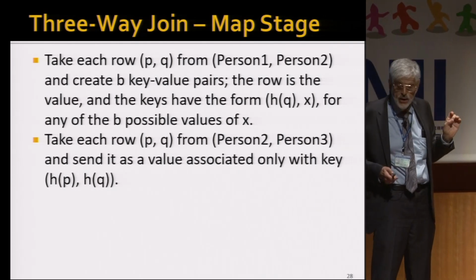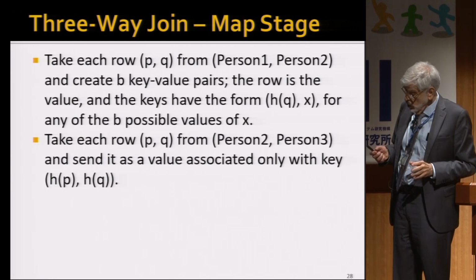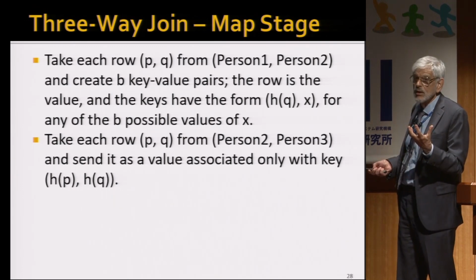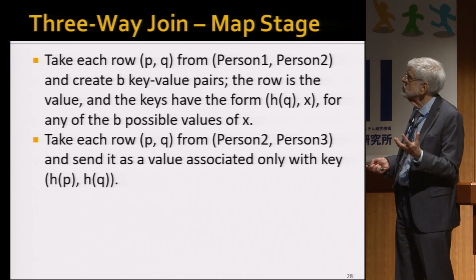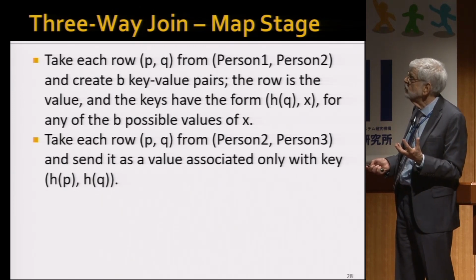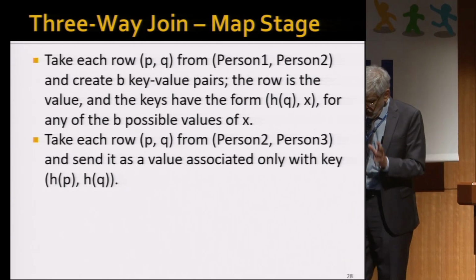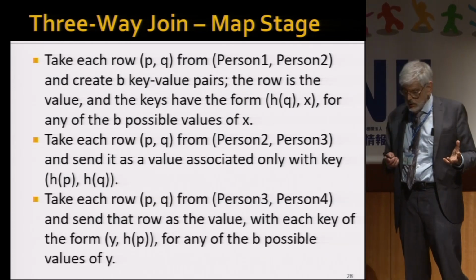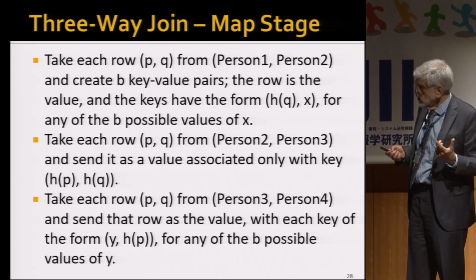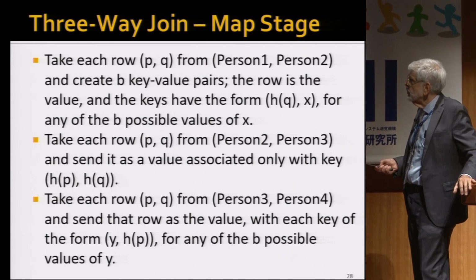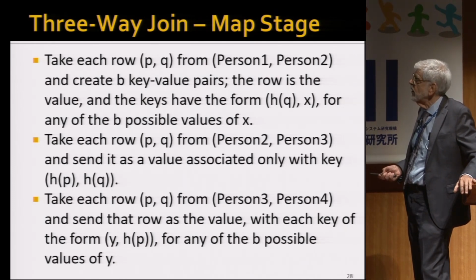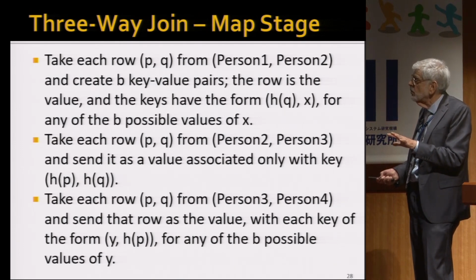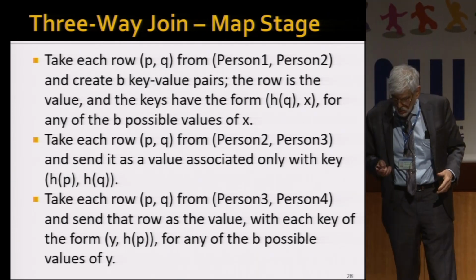Person 2, person 3 is a little bit better because now I see both person 2 and person 3. I can hash P to get H of P, and I know exactly what the bucket for person 2 is. I hash Q, and I know that the bucket for person 3 is H of Q. So those rows only go to one bucket. And then for person 3, person 4, you have a similar problem to the first case, where P tells you what person 3 is, so you know that the person 3 value will be H of P. That's just one value, but you don't know what person 2 is, so you have to cover all possibilities by letting Y be any of the B possible values.